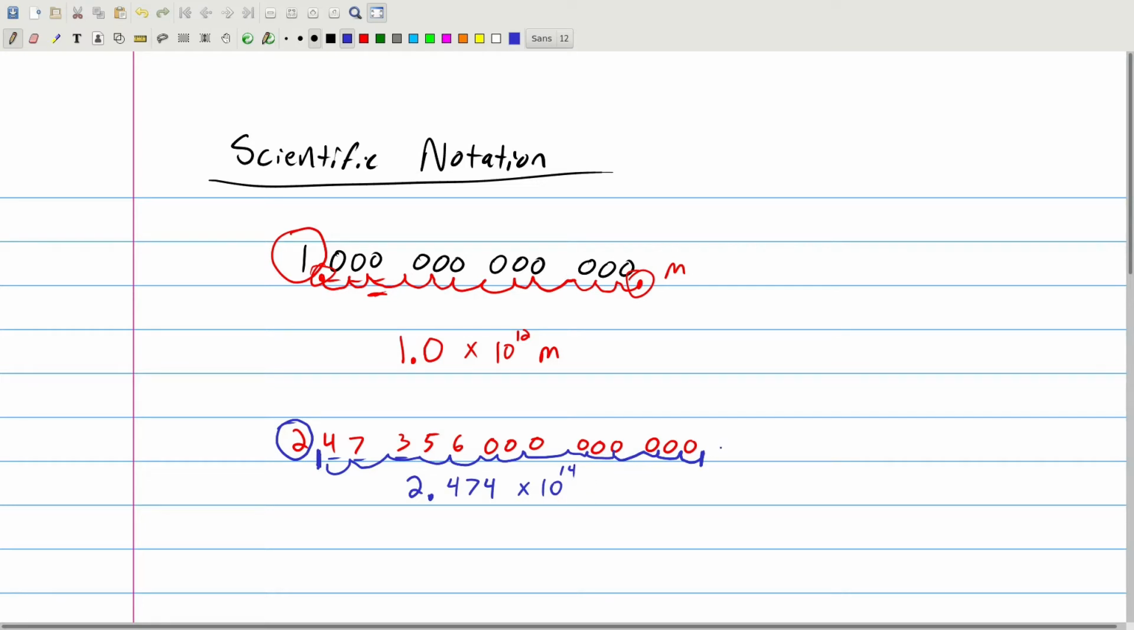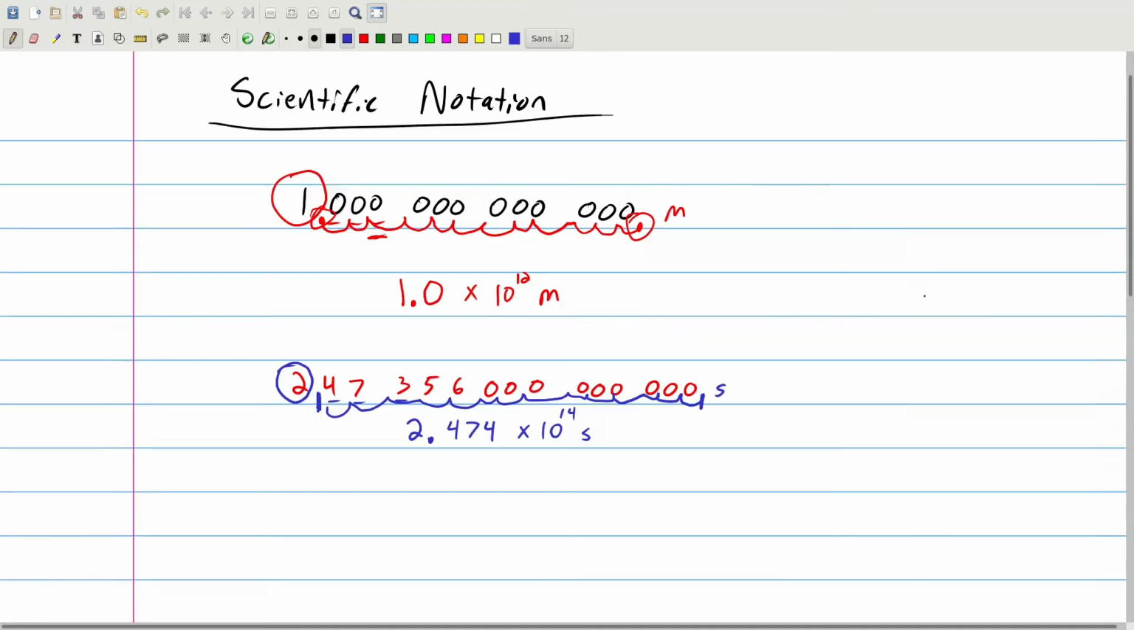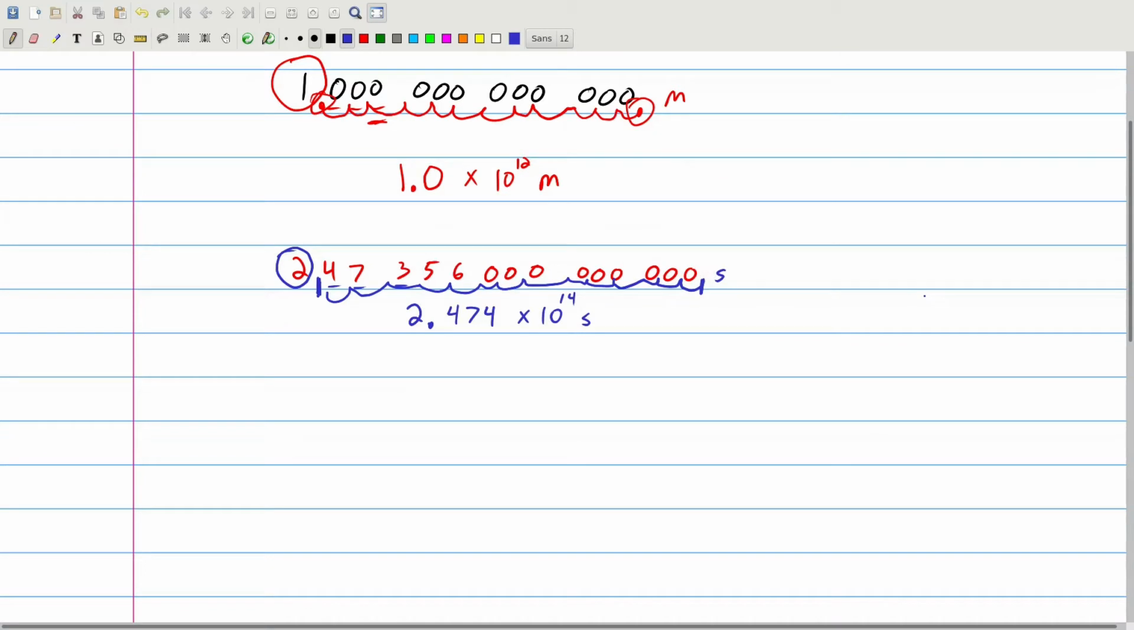If there was a unit on this, like, I don't know, seconds, let's say, this is 2.474 times 10 to the 14th seconds. It's pretty straightforward to put a number into scientific notation when it's big. But sometimes a number is going to be really small. What do I mean by that? Well, like the size of the virus we were talking about. Really small numbers, or maybe the size of an atom. What if you have a number like this?